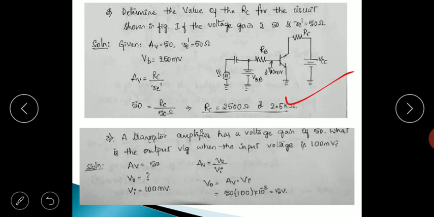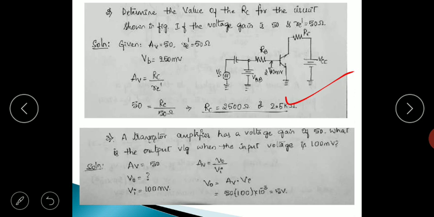Now one more example: a transistor amplifier has a voltage gain of 50. What is the output voltage when the input voltage is 100 millivolts? So far the input was given and you were asked to find the output. Here the output is given, the gain is given, you have to find the input. Again the formula is gain is equal to output by input.